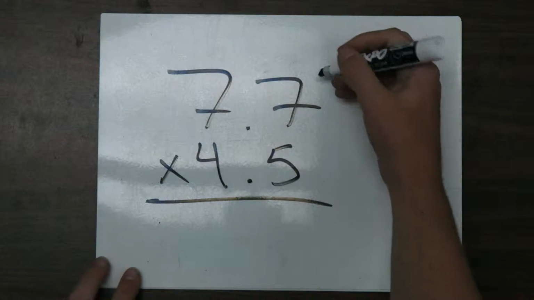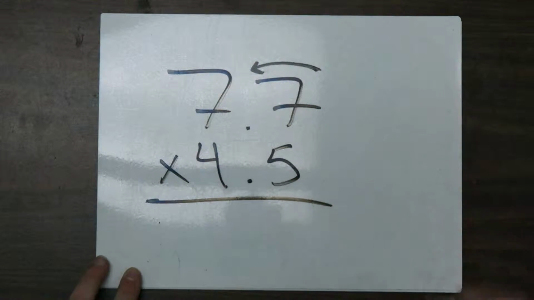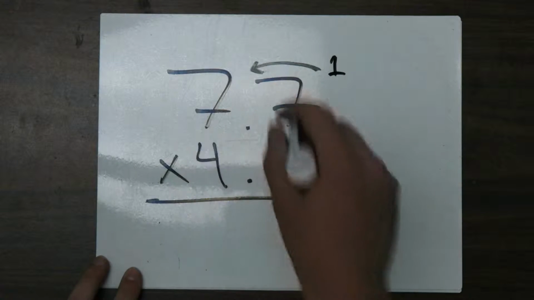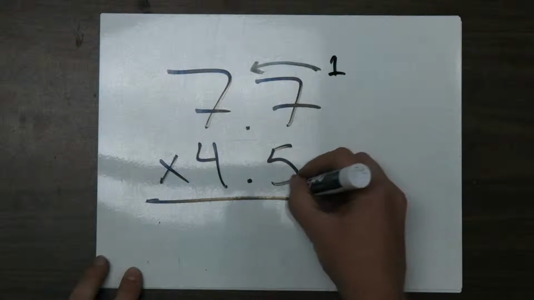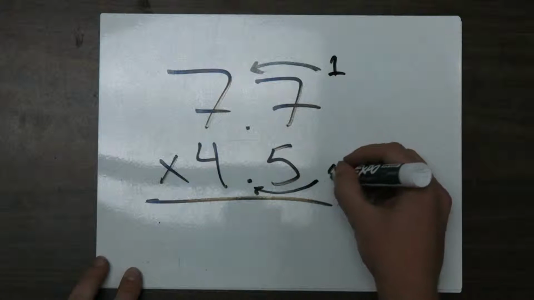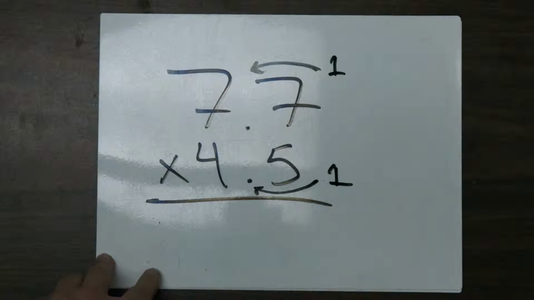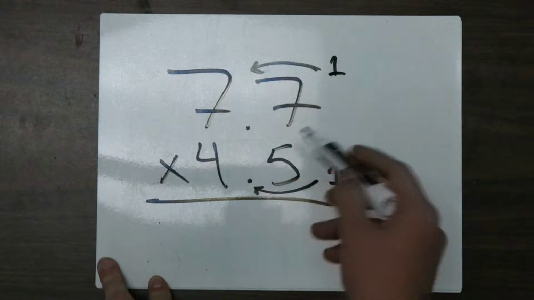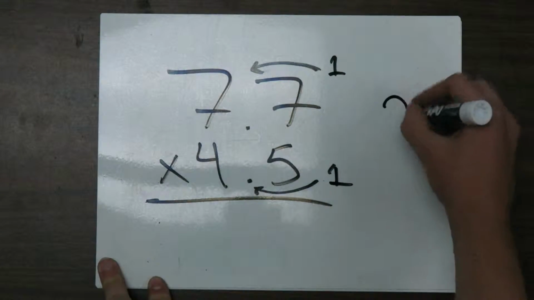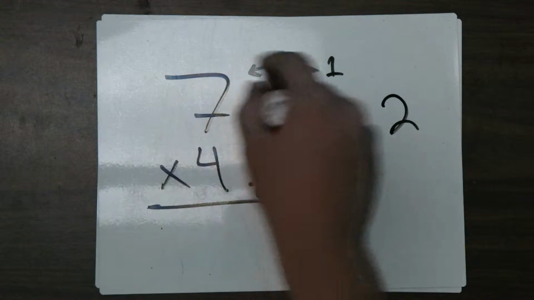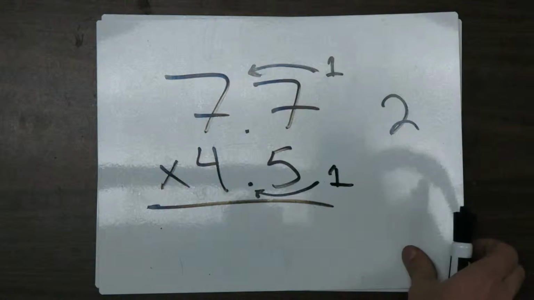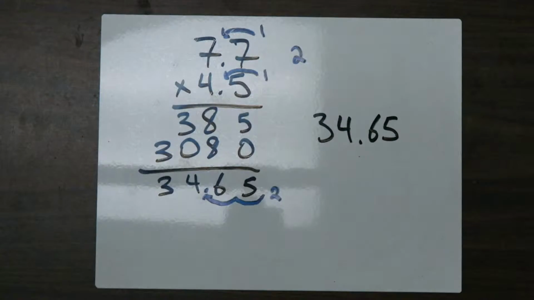So here I could see that the decimal point is one space in on 7.7, and it's also one space in on 4.5. Now I'm going to keep track of the fact that all totaled up, added together, the decimal points are two spaces in when I combine both numbers. So I'll just make a mental note of that, and we're going to use that when we get to the end of the problem. So let's go ahead and solve this one out now.